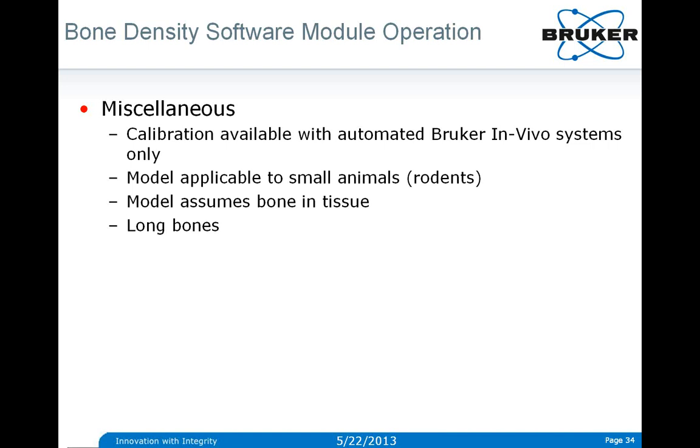The model is designed for small animals, so this is rodents. It has not been validated for larger small animal models. And the model assumes bone and tissues, so ex vivo measurements are not necessarily recommended. And then finally, we've already mentioned it, but just to reiterate, the measurements should be made in cylindrical regions of long bones.